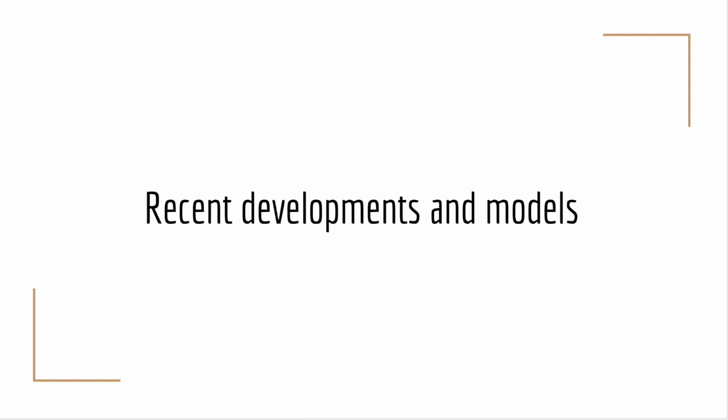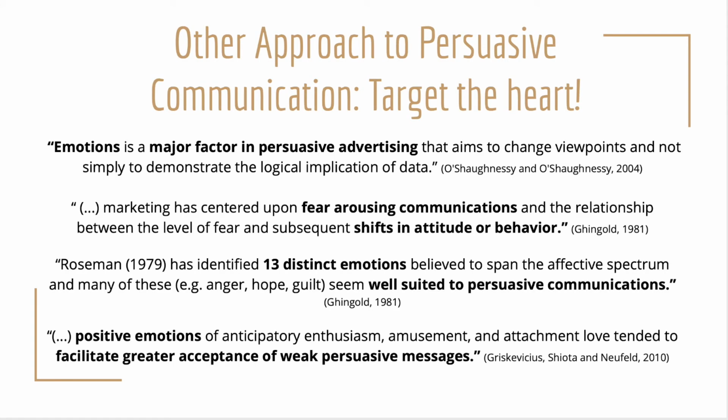So, continuing with persuasive communication models like ELM, we would like to present other approaches to persuasive communication through targeting the emotions. First of all, we have to define what an emotion is: an automatic and quick response to sensory information that has an impact on memory and shapes your behavior, or the consumer's behavior.